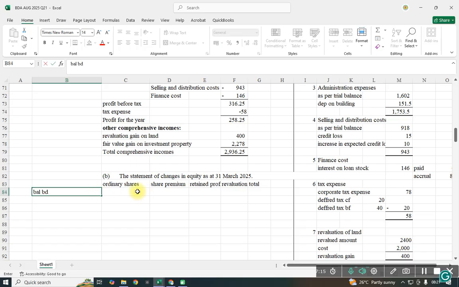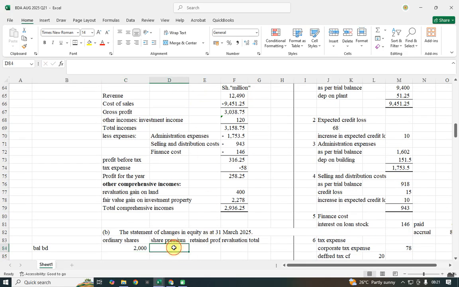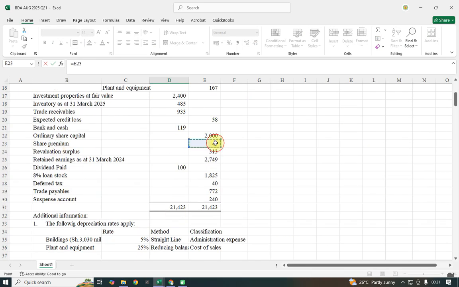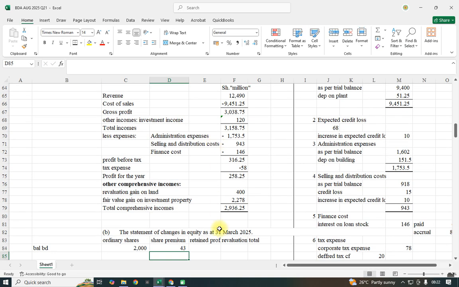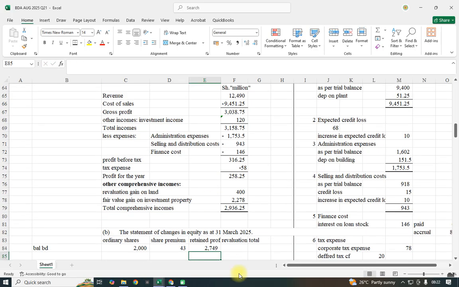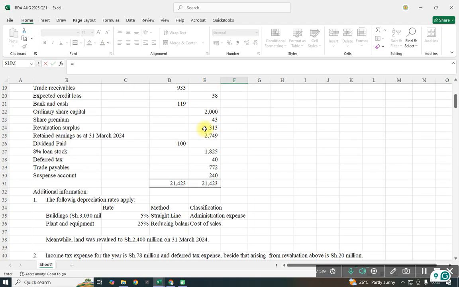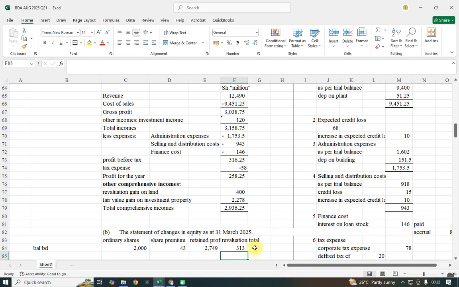We start with the balance brought down. Ordinary, we had 2000. Share premium, we had 43. Retained, we had 27, and the revaluation we had 13. And the total, we just need to get the total of that.